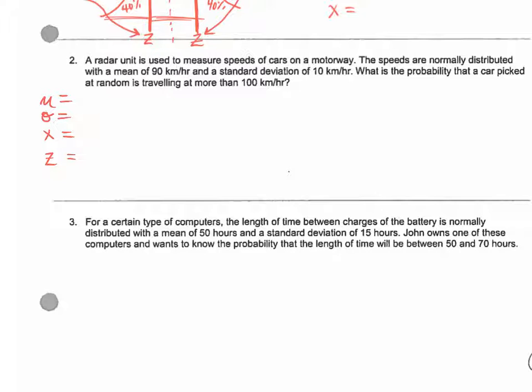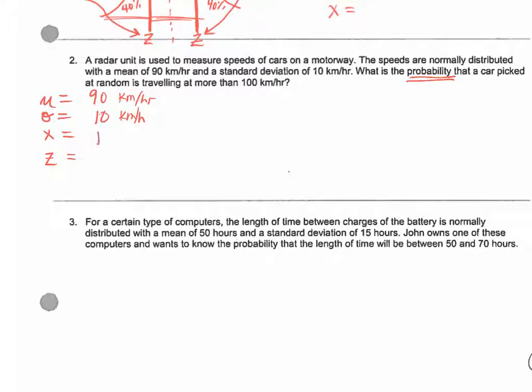So here, I see this is about cars on a motor speedway. It tells me the mean is 90 kilometers per hour. It tells me the standard deviation is 10 kilometers per hour. It says what is the probability. So I'm finding the probability that a car picked at random is traveling more than 100 kilometers per hour. So what is that 100 kilometers per hour? What's that 100 value?